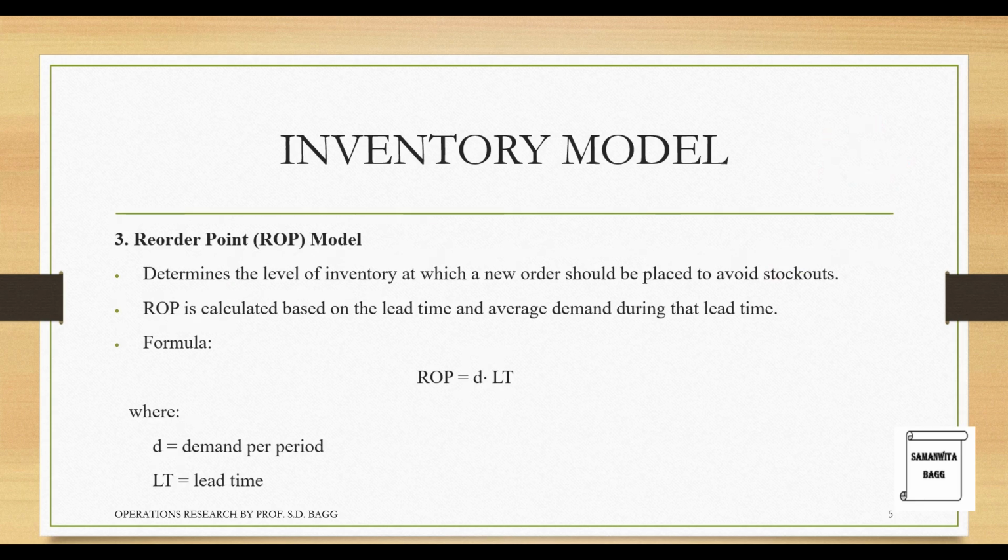Third one is reorder point, ROP model. Determines the level of inventory at which a new order should be placed to avoid stockouts. ROP is calculated based on the lead time and average demand during that lead time. So here you will determine the level of inventory at which you are going to place a new order.